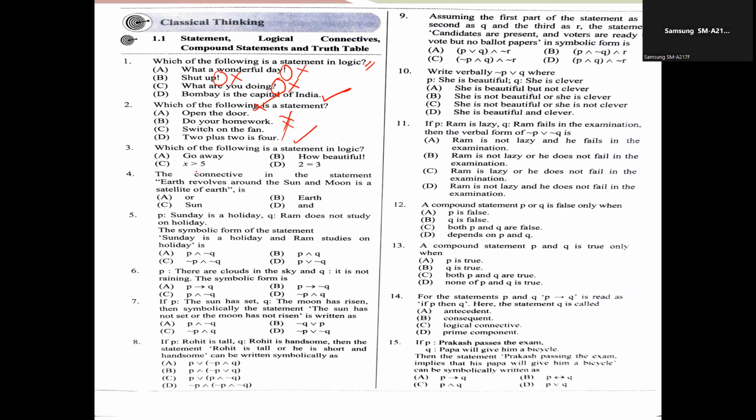Next. Which of the following is a statement in logic? Go away, how beautiful, x is greater than 5, 2 is equal to 3. Come on. C or D? Option D. D is correct. A statement is either true or false, but not both simultaneously. X is greater than 5 may be true or may be false, we don't know. So it is either true or false. So this is a statement. 2 is equal to 3. Is it true or false?